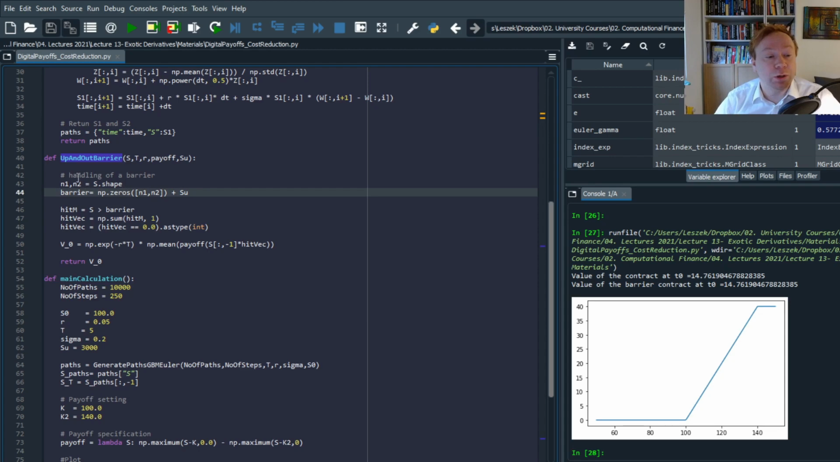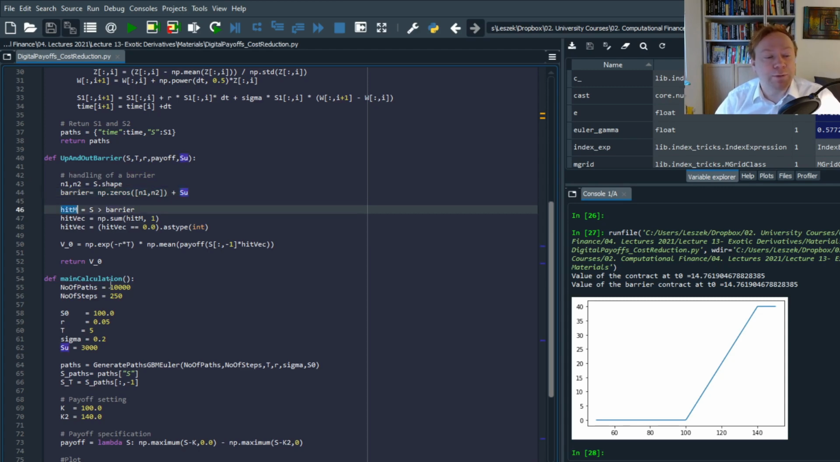So what we do here, first, of course, we check what are the dimensions of matrix S. So n1 corresponds to the number of paths, and n2 is the number of time steps that we have. We have a barrier. Here I define a barrier to have exactly the same size as matrix S. This means that we have a barrier for every path and for every time step. And you see I define it as a matrix of zeros, and then I added this upper limit there.